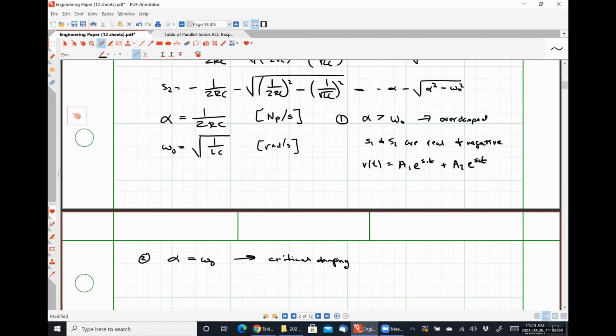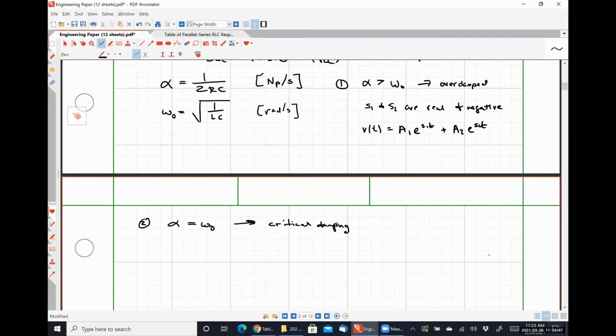Graphically, it's going to look very similar to overdamping, except that it's just going to get to the final value faster. I'll draw a picture in just a second. In this case, S1 is exactly equal to S2, which is exactly equal to negative alpha. And so it's going to be, again, real and negative.